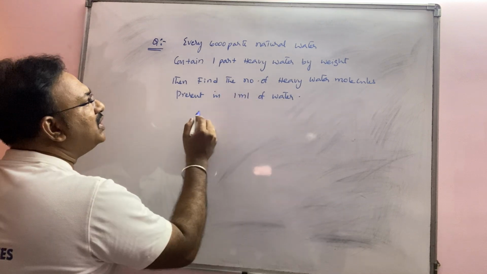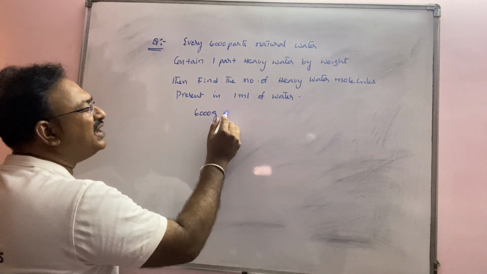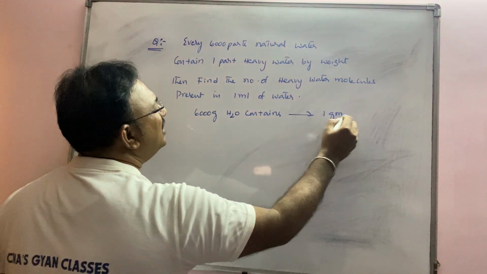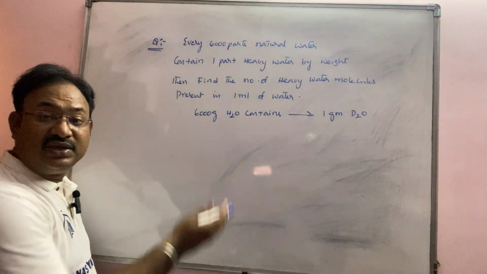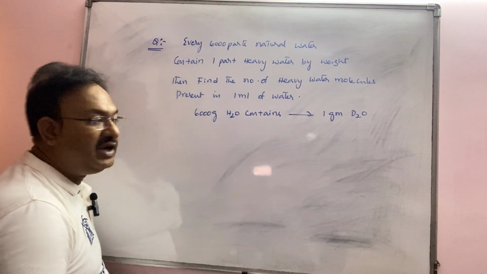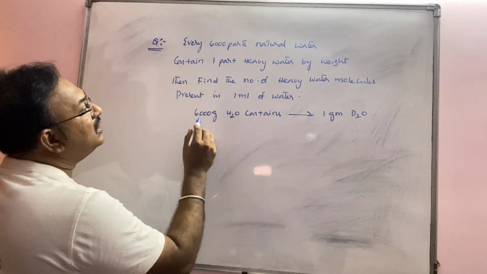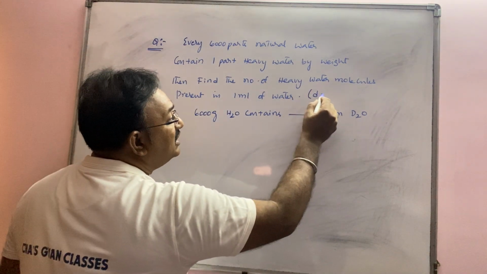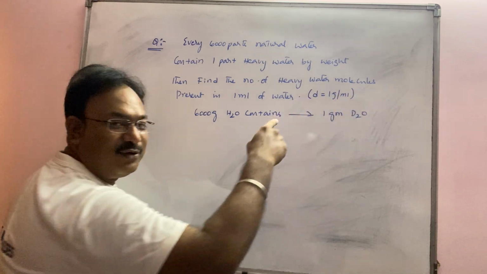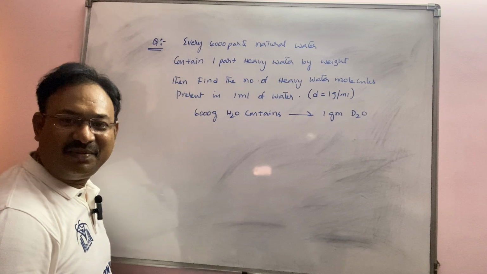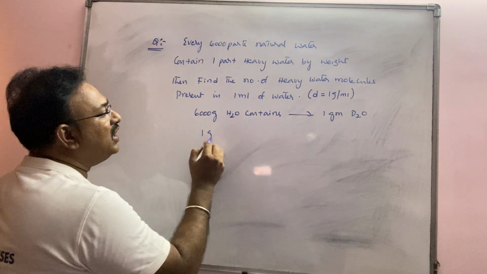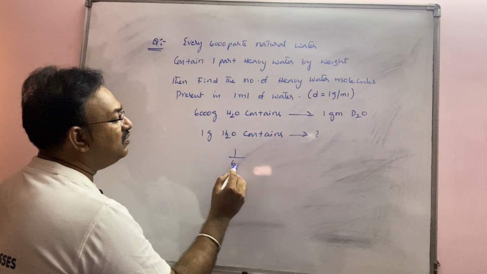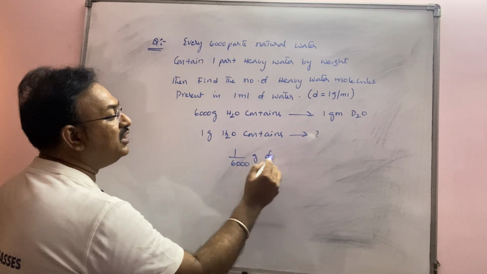Okay, so simple. See, as per the given data, 6,000 grams of water contain how much? 1 gram of D2O. D2O means heavy water. 6,000 grams of H2O contain 1 gram of D2O. Then what has he given? 1 ml of water. See, here the density of water is 1 gram per ml. So 1 ml equals 1 gram. So 1 gram of H2O contains how many grams of D2O? So that will be 1 by 6,000 grams of D2O.